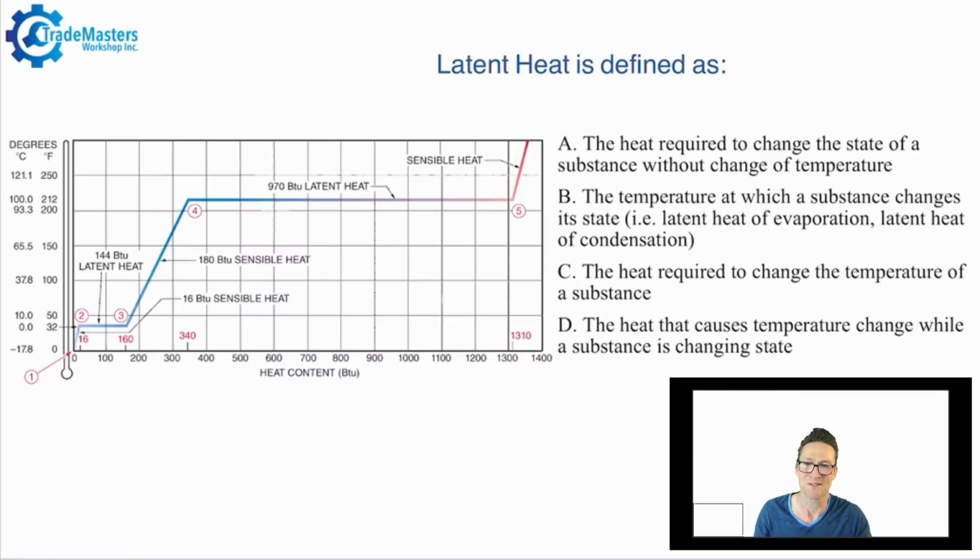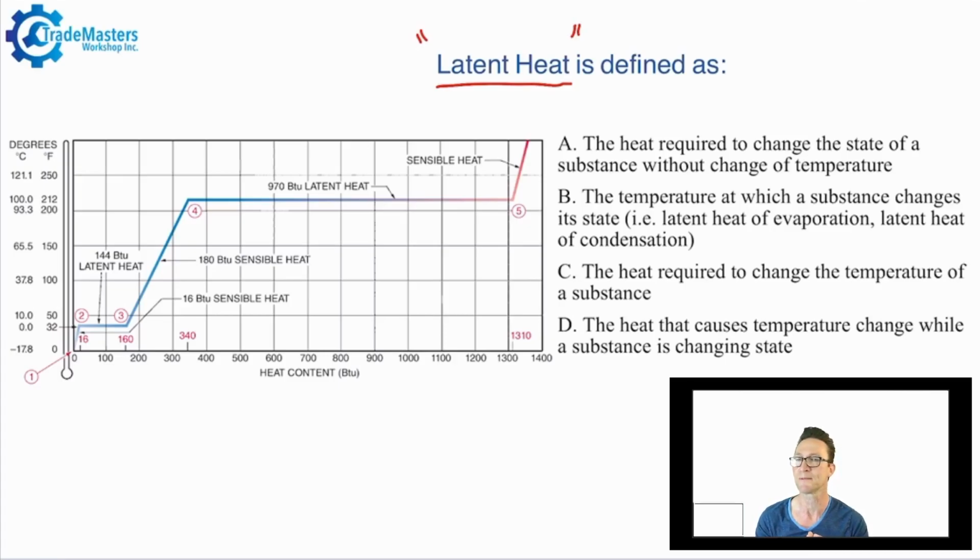More definitions. This time we're asking about latent heat. Latent heat. You know, this term is so important. We hear about it all the time in HVAC, and usually we're hearing it in the sense that it's a term which is different than sensible heat, right? There's sensible heat of a substance, latent heat of a substance. And we want to be very clear on understanding the differences between these two terms.